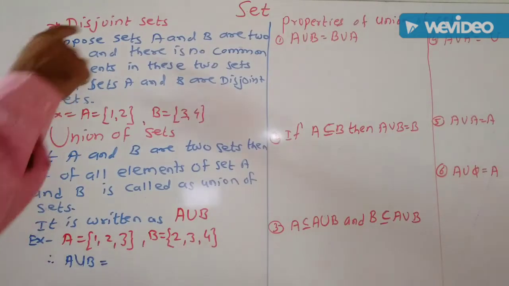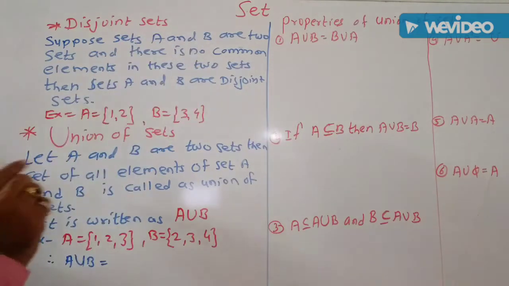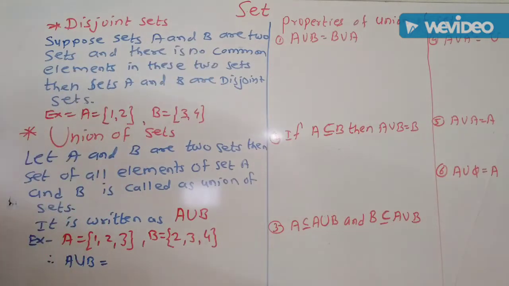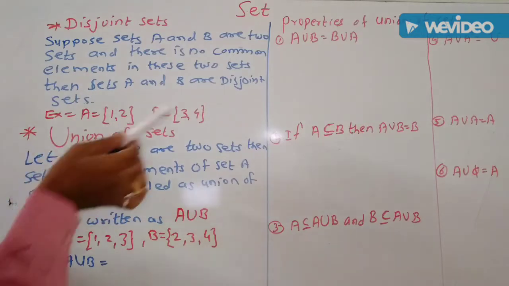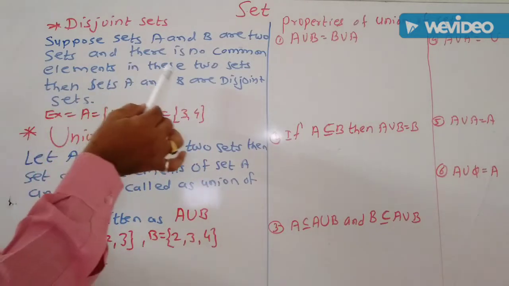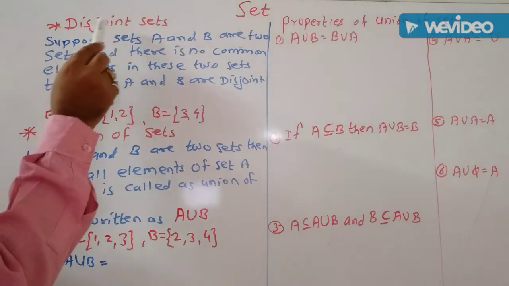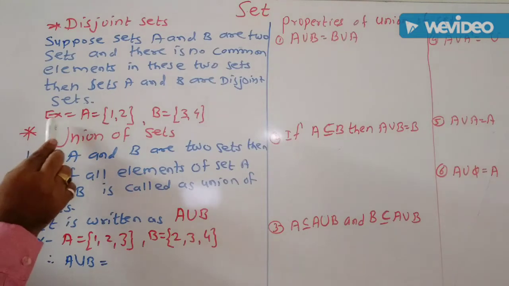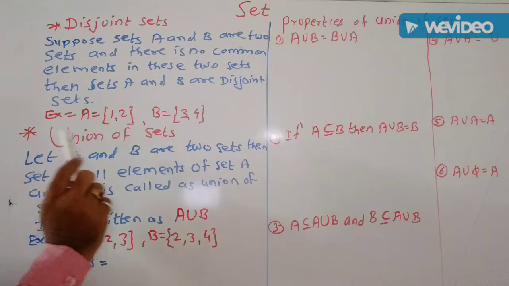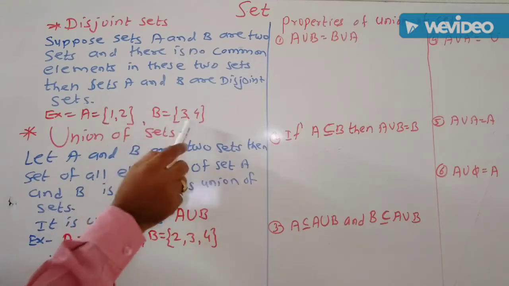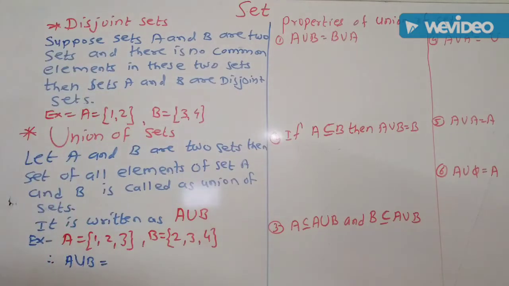Next topic is disjoint sets. Suppose two sets are given, A and B, and there is no common element in these two sets, then the sets are said to be disjoint sets. That is, if there is no common element in the two sets, then the two sets are said to be disjoint sets. For example, A having the elements 1, 2, and B having the elements 3, 4. That means there is no common element between these two.